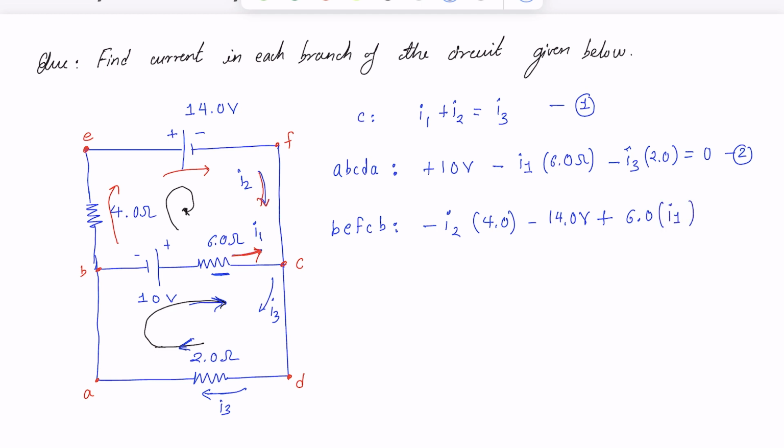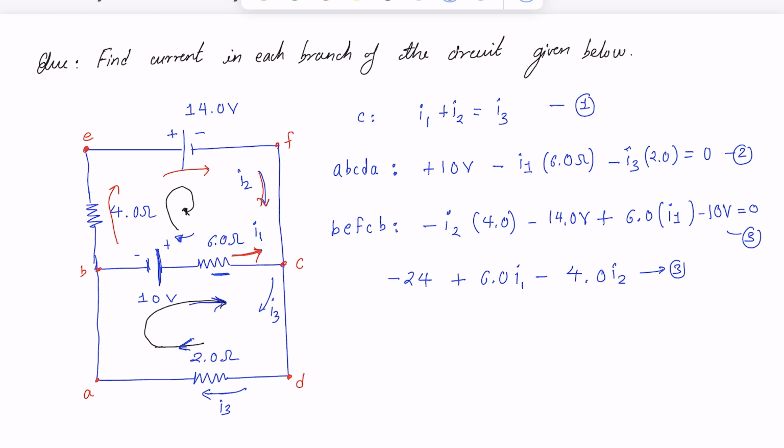Then I see a battery, 10 volt battery, this one, and I'm going like this. The very first terminal I see is positive. That means I will write down this battery voltage to be minus 10 volts equals to 0 in your equation 3. You can also write that equation 3 to be minus 24 plus 6.0 I1 minus 4.0 I2. That's equation 3.